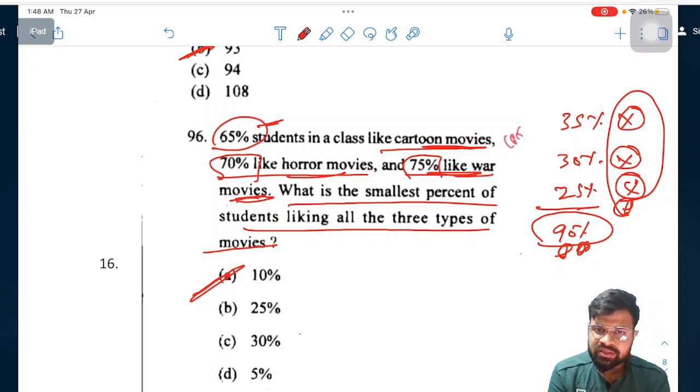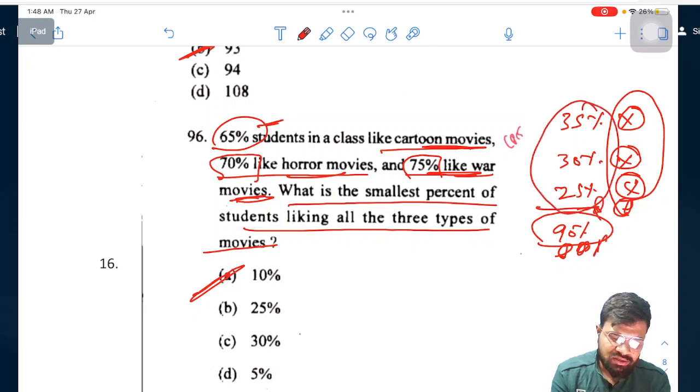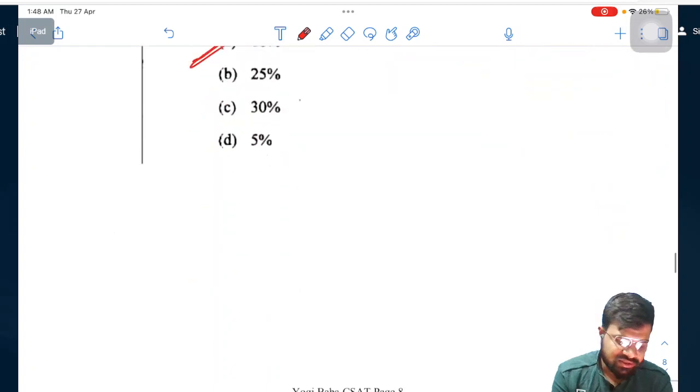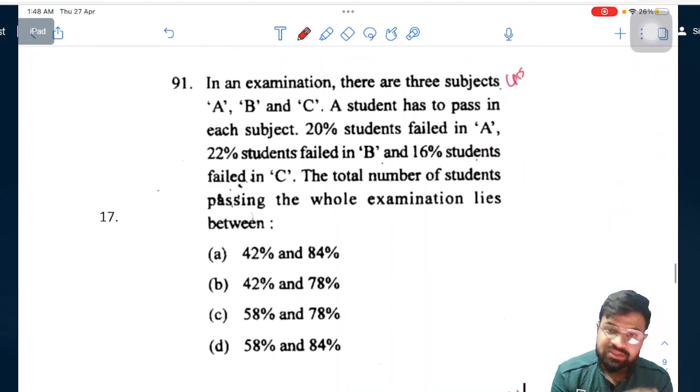Because in this case, you cannot go for anything else, because we are not given the data of horror and cartoon, or war and cartoon. So we are not given that, so we consider it as not liking. Like 35% are not liking cartoon movies. So even if that number is 90%, that means 10% are there that are liking all these movies. These 90% people are not liking even one of the movies. So that number is also 90%. This is how you are reaching there without considering any intersection.